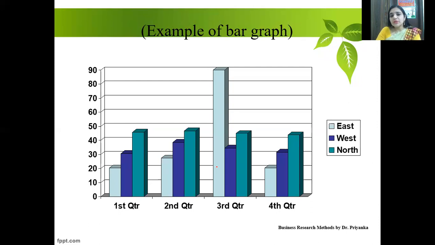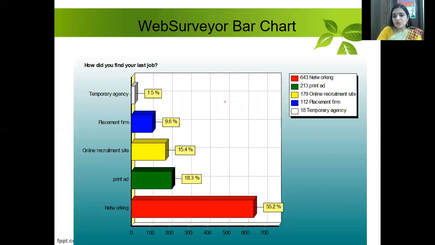This was an example of vertical graphs. Vertical graphs are being presented here, and this is an example of horizontal bar graphs. For example, how did you find your last job? These might be the answers available to you, and 1.5% people said temporary agency, 9.6% said with the help of placement firm, 15% said online recruitment site, 18.3% said print ad, and 55.2% people said networking.